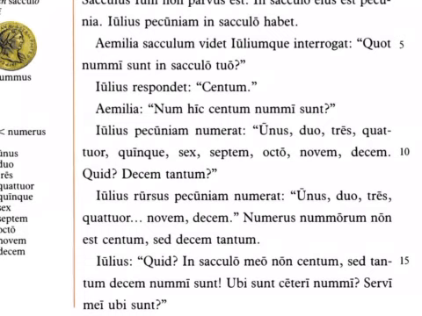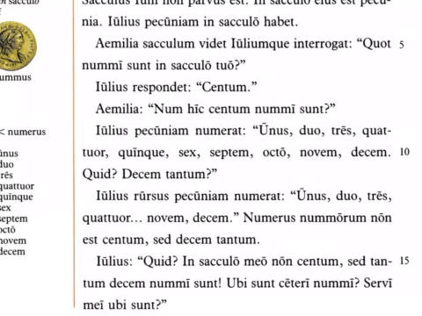Unus, duo, tres, quattuor, ... novem, decem, right? All the way up to 10, and he stops. Numerus numorum non est centum. The number of the coins is not 100, but decem tantum, only 10. Julius says, Quid? What? In saculo meo non centum, sed tantum decem numi sunt? In my pouch there's not 100, but there are only 10 coins?